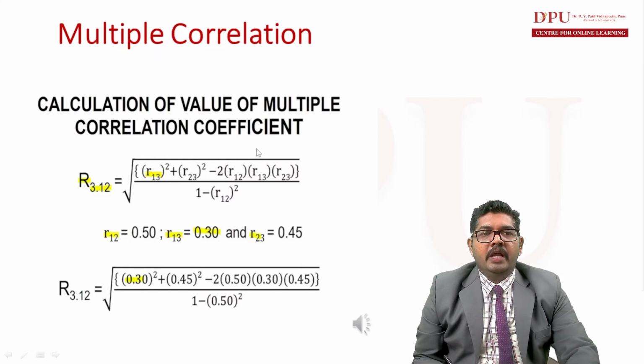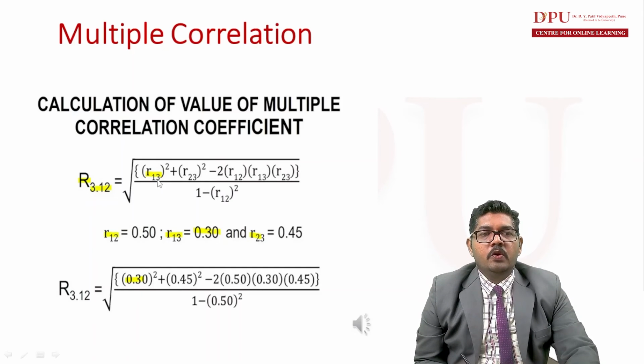Then we have multiple correlation. As already discussed, multiple correlation is the correlation between one dependent variable and more than one independent variables taken all at a time. So the value of the multiple correlation coefficient is calculated using this formula. R3.12 is the correlation coefficient where we are judging the impact on variable 3 due to variable 1 and variable 2. How do we interpret it? R3.12 means that the variable 3 is impacted due to variable 1 and 2, right? The impact of variable 1 and 2 on the variable 3. So this is how we can calculate it.